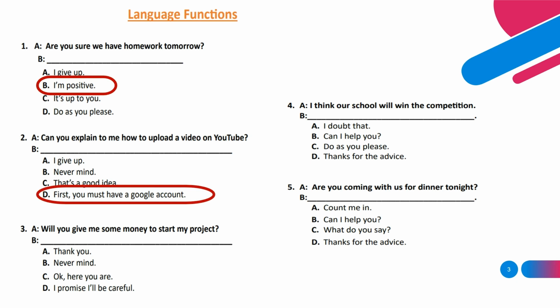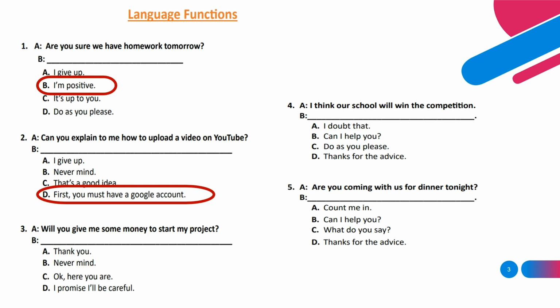Number 3, will you give me some money to start my project? Here, using will is to give the function of requesting something. So here we use will to request, and the answer of the request either to accept or to refuse. And the alternatives here are thank you, never mind, okay, here you are, بمعنى تفضل, I promise, I'll be careful. So here we will go with accepting the request, and the answer should be okay, here you are.